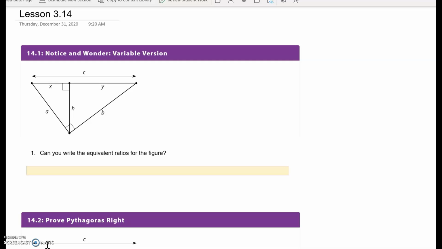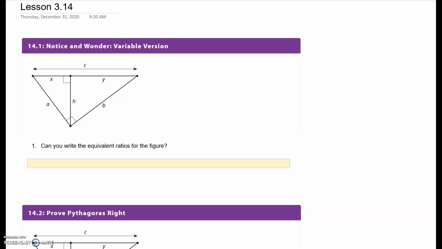I see we have nested triangles. We have a right triangle situation with an altitude drawn to the hypotenuse. So whenever this is the case, what we need to do is write the equivalent ratios, but first we're going to break these triangles up. So here's how we're going to do that.